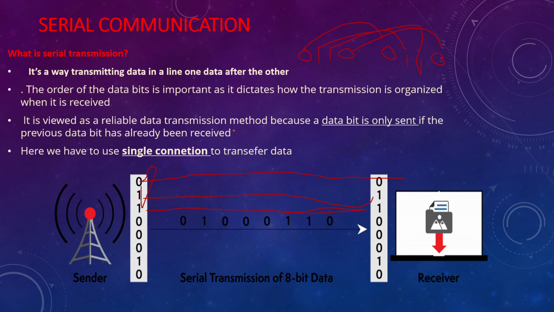In serial communication, the bit transmission is conducted from one bit after another bit. So the CAN will transmit a bunch of messages, taking the data from one bit after another. This is the serial communication. Here we have to use signal connections to transmit the data, so in serial communication we are using signals.